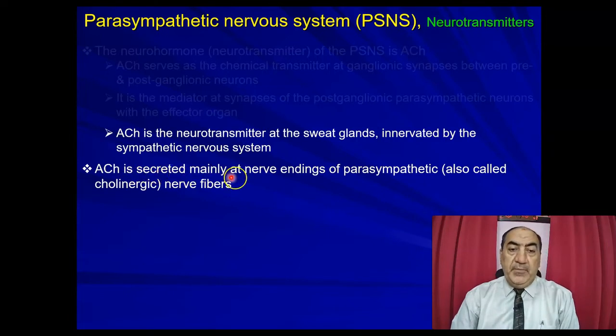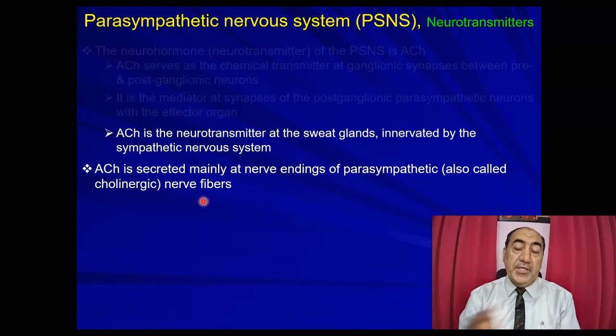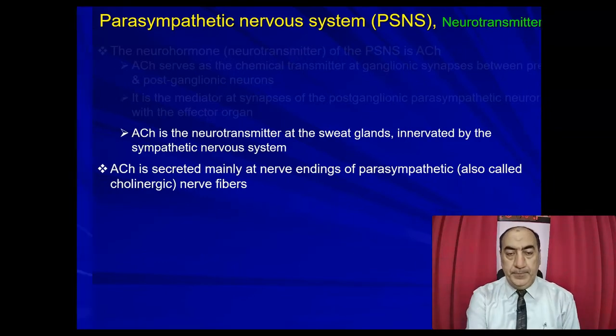Acetylcholine is secreted mainly at the nerve endings of the parasympathetic nerve fibers, okay, so this is the site of the production of acetylcholine. We'll talk about this later, okay, and these parasympathetic nerve fibers are called cholinergic, because they act by releasing acetylcholine, okay.